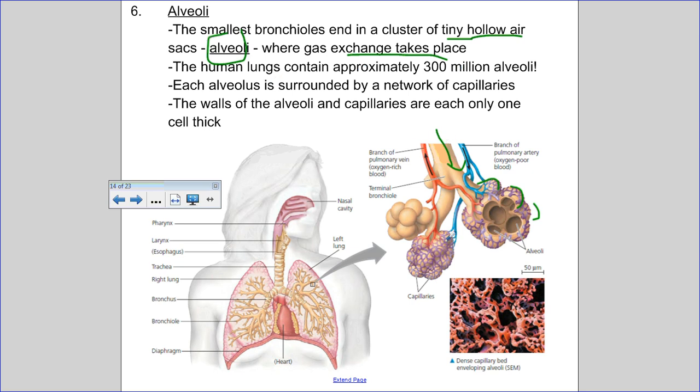Each alveolus, which is a group of alveoli, is surrounded by a network of capillaries. And the walls of the alveoli and capillaries are each only one cell thick. So remember, capillaries are only one cell thick. The alveoli themselves are going to be one cell thick. And the thickness of these cells and the fact that it's so thin will allow oxygen to move from the space in the alveoli into that capillary network just below it.